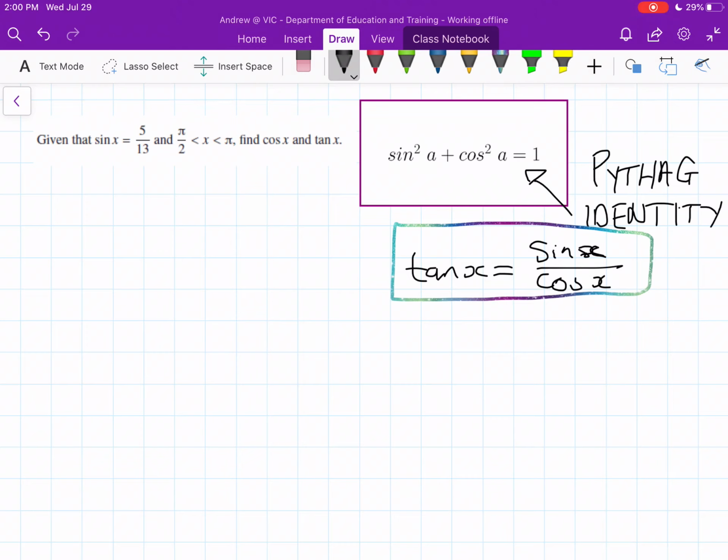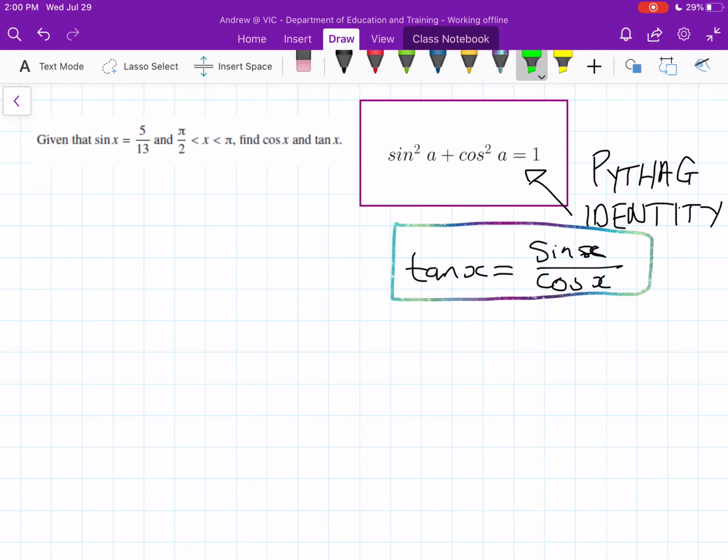G'day everyone, in this video we're going to be looking at working with the Pythagorean identity, and you can see that's in the top right with a little arrow towards it, and also the relationship that exists between tan, sine and cosine. So you'll see that that's also written down there. So we'll get into this question here.